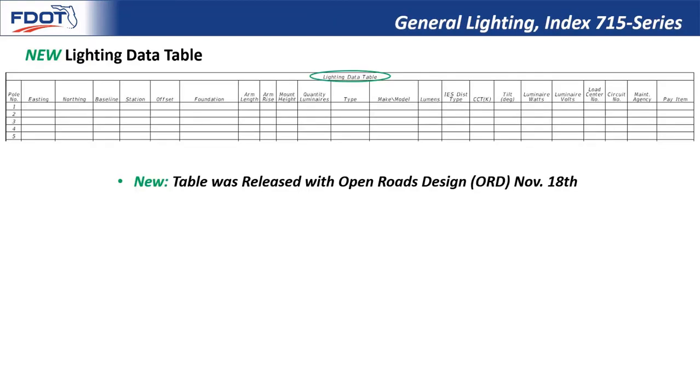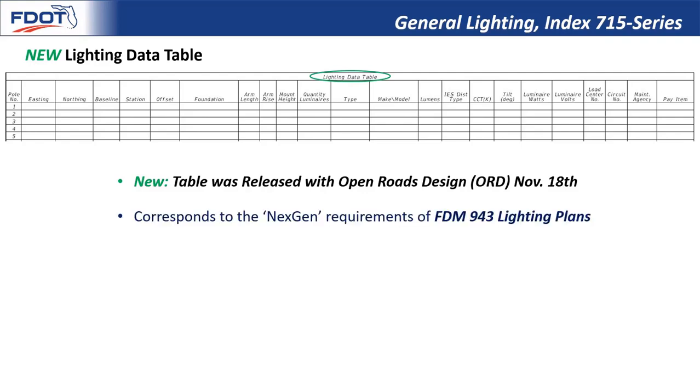And this includes the input for our new lighting data table layout. So here we can introduce our new lighting data table. This was developed in coordination with our district lighting experts, and we also worked with our CAD systems office in order to make this happen. This new table was released with the FDOT OpenRoads Designer package on November 18th. This goes with the new MicroStation ORD CAD features. This new table also corresponds to the next-gen production requirements of FDM 943 for lighting plans.